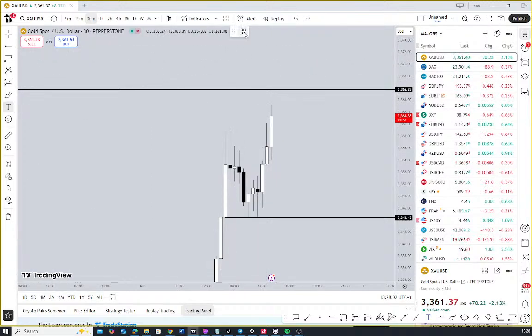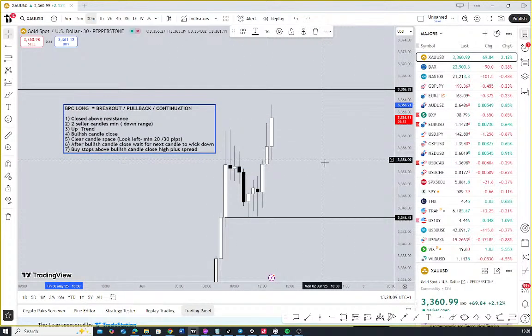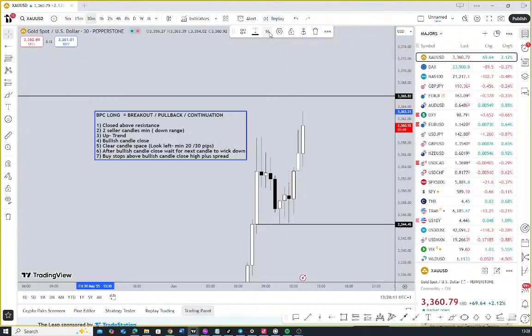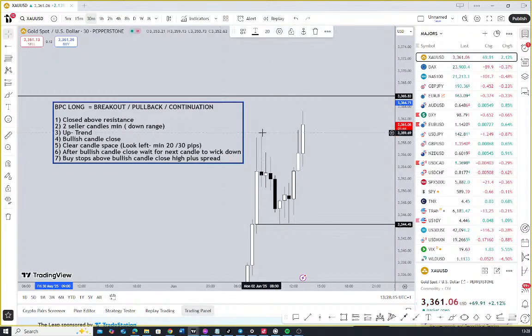I'm going to bring in my BPC rules. If you have a look at the BPC long checklist, let's bring that on. I'll make them a bit bigger so you can see it clearer back at home. So did we close above resistance? Well, yeah, overnight we just smashed through resistance. And through the European session, we just had a very strong move to the upside.